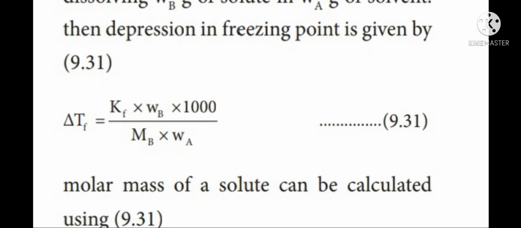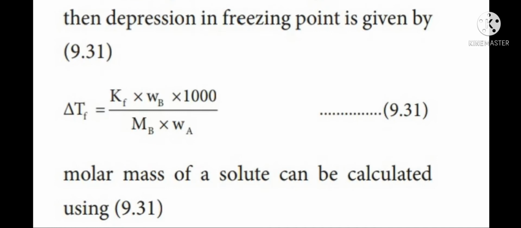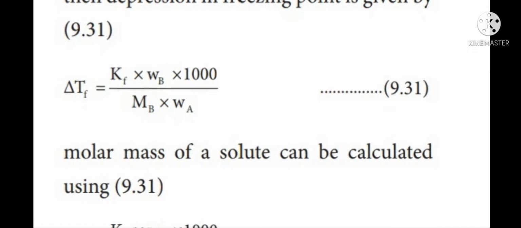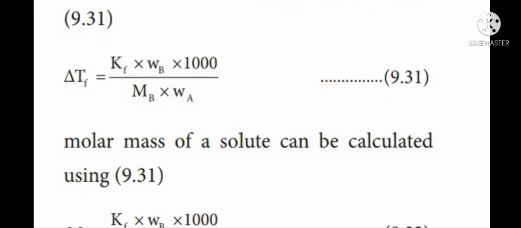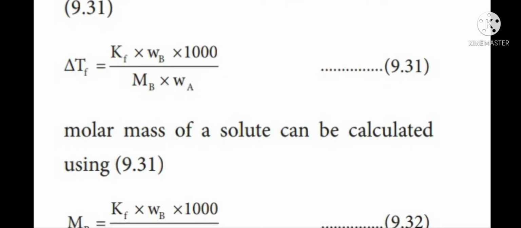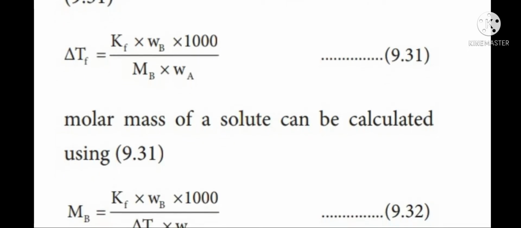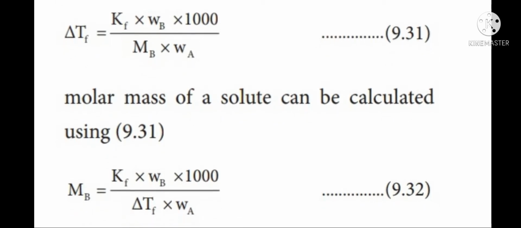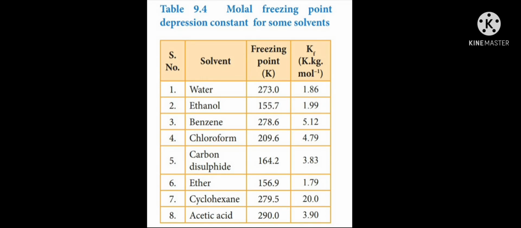9.31. Here we have to calculate molar mass of solute. After rearranging equation 9.31, we will get Mb equal to Kf into Wb into 1000 divided by delta Tf into Wa. It is given by equation 9.32. This tabular column gives molal freezing point depression constant for some solvents. Hence, we completed depression in freezing point and determination of molar mass of solute from depression in freezing point.